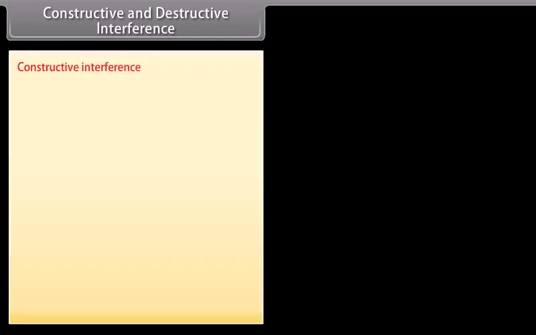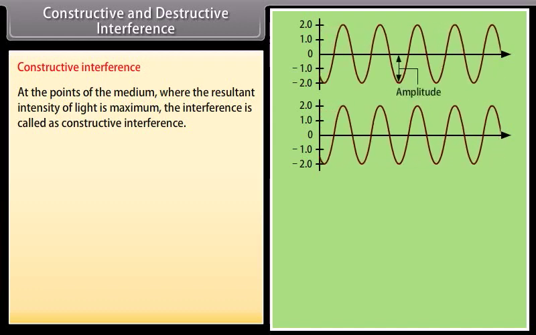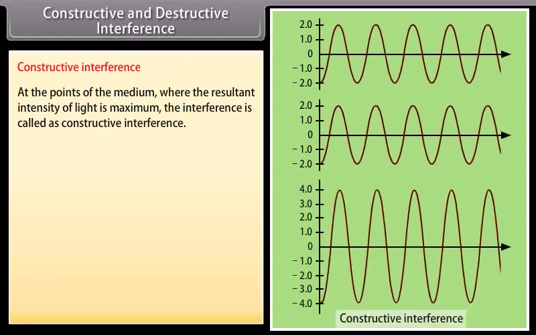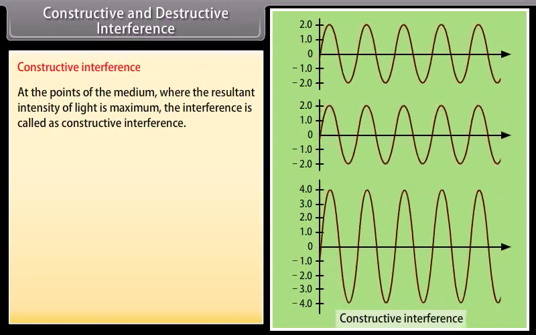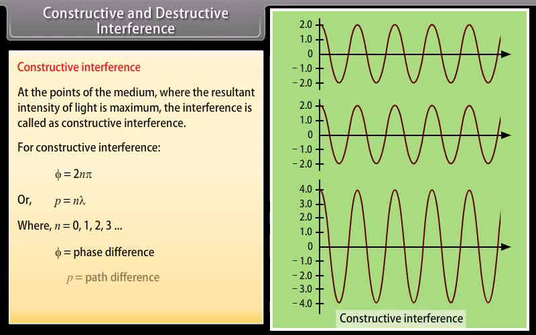Constructive and destructive interference. Constructive interference. At the points of the medium where the resultant intensity of light is maximum, the interference is called constructive interference. For constructive interference, phi is equal to 2n pi, or p is equal to n lambda, where n is equal to 0, 1, 2, 3 and so on. Phi is the phase difference, p is the path difference, and lambda is the wavelength of light.